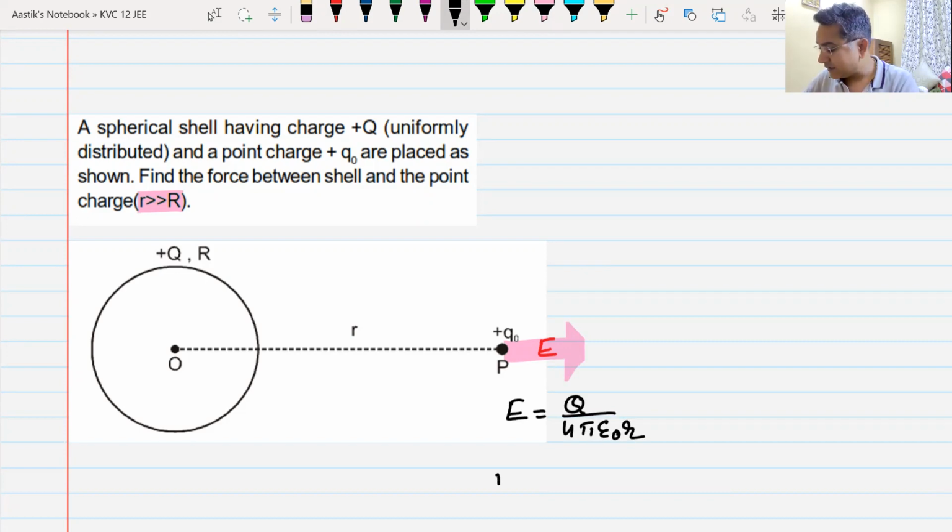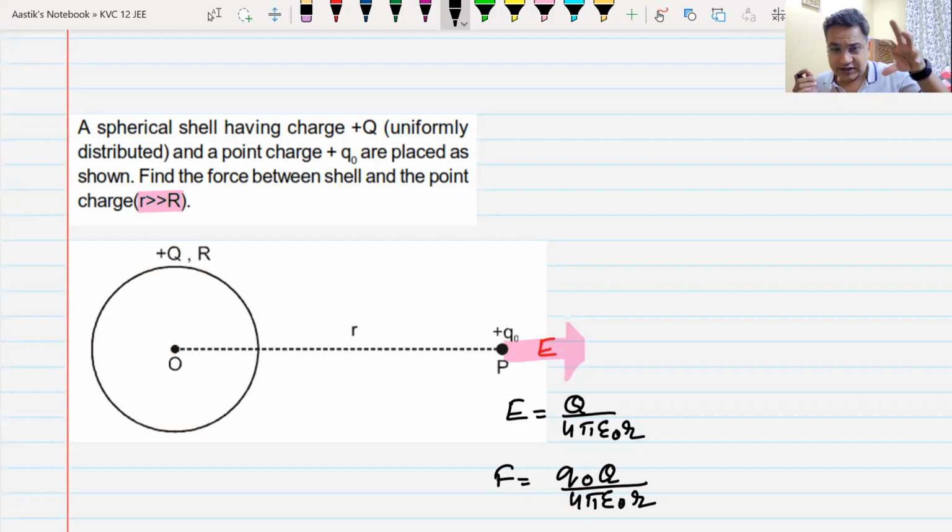You multiply this electric field by the charge, so Q naught into Q divided by 4 pi epsilon naught R. This becomes the force applied by the shell on the charge, which should be equal and opposite to the force applied by the charge on the shell. Do we understand this? Yes or no? Yes, sir.